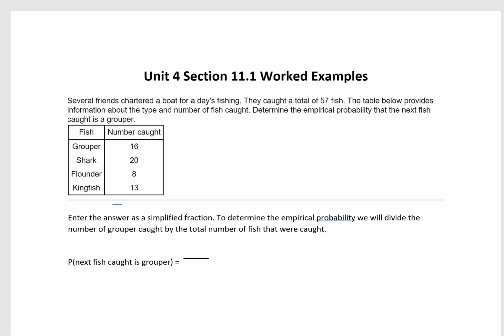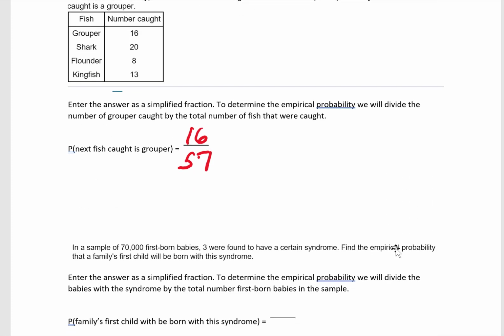To determine the empirical probability, we'll divide the number of grouper caught by the total number of fish that were caught. And we notice that there were 16 grouper caught, and we know there were a total of 57 fish caught. So the empirical probability is 16 over 57, and that is simplified.